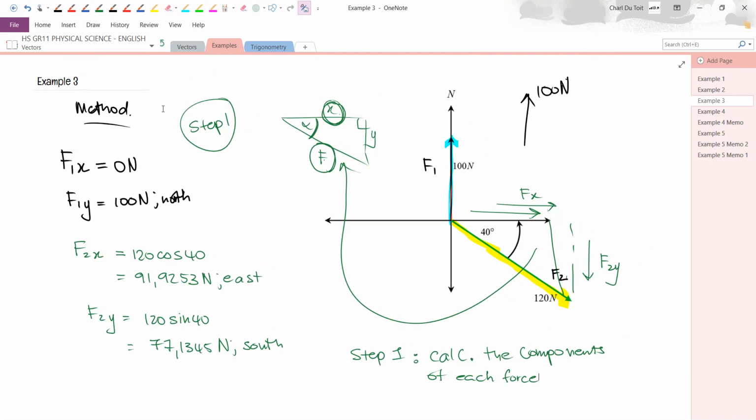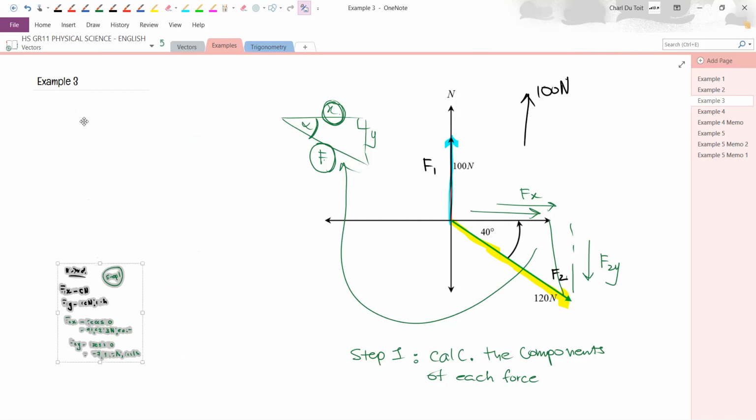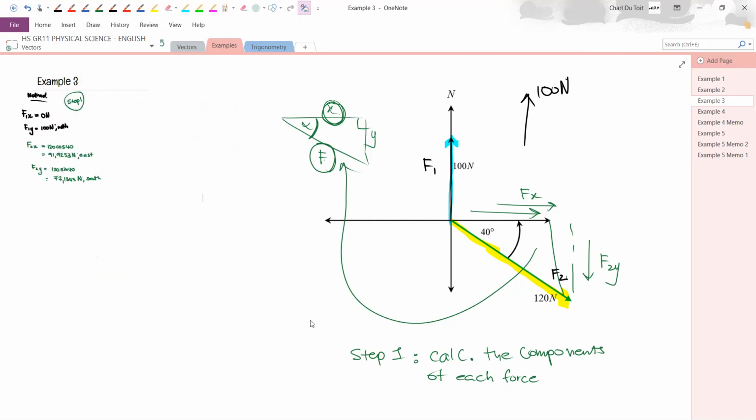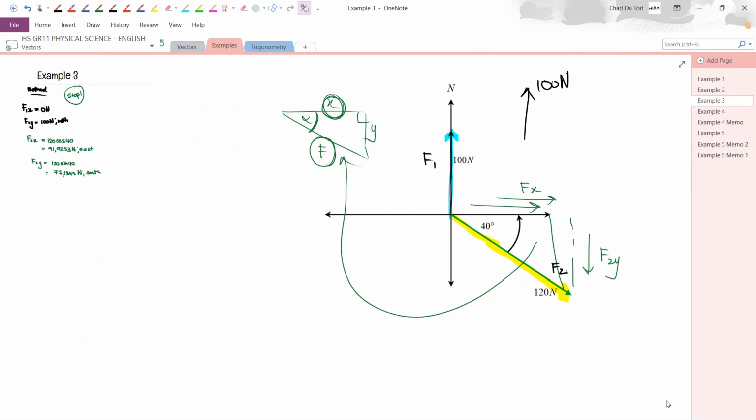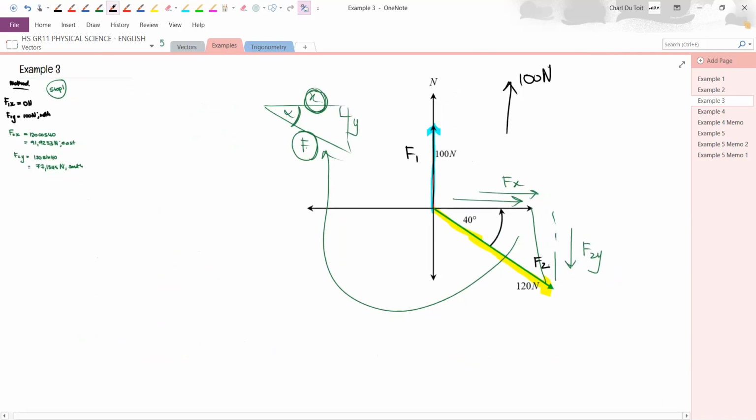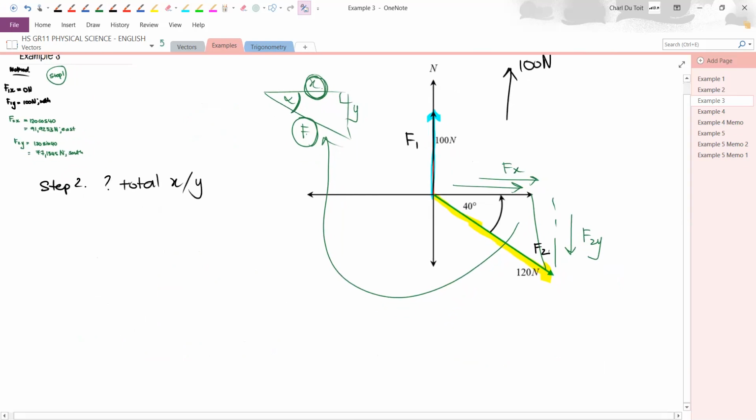So what I'm going to do, I'm just going to make this nice and small, so we can reuse the answers if we need to. Now, step 2. What is the total X and Y values? So there's a certain way of writing it. You're writing the force result of X or total of X. You can write total X or result of X.